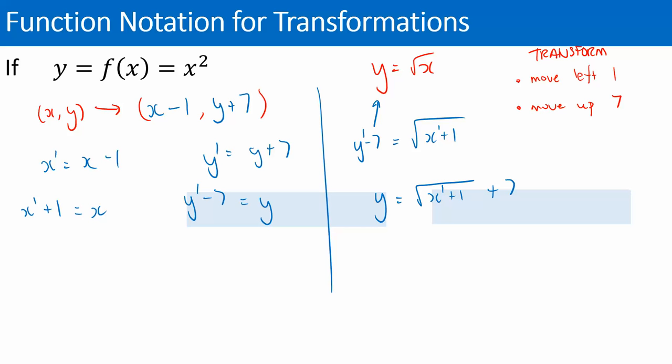You're learning to replace, and that's how you get it. That's why that plus 7 is up 7. X dash plus 1 will move to the left by 1. Because that's what you wanted. That's what you said here. That's what you get.